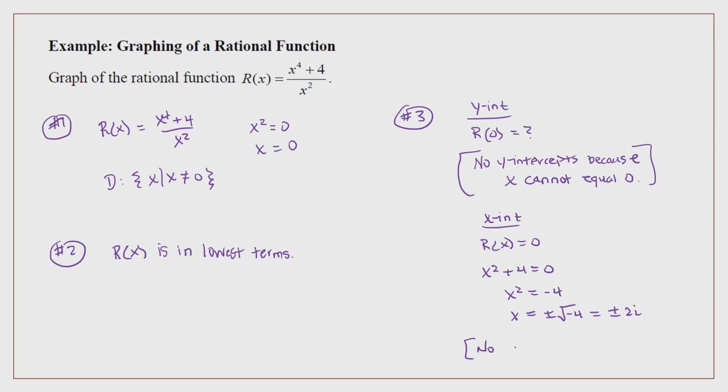So no x-intercepts since x squared plus 4 has no real solutions because we got imaginary numbers. All right, so those are our first 3 steps. Now let's go find our asymptotes.